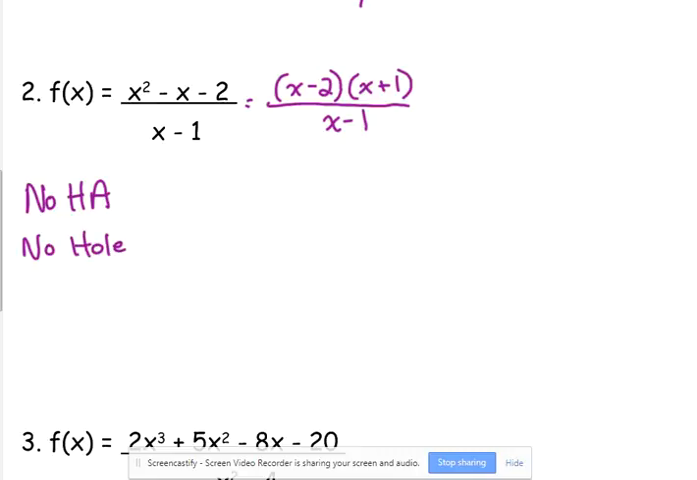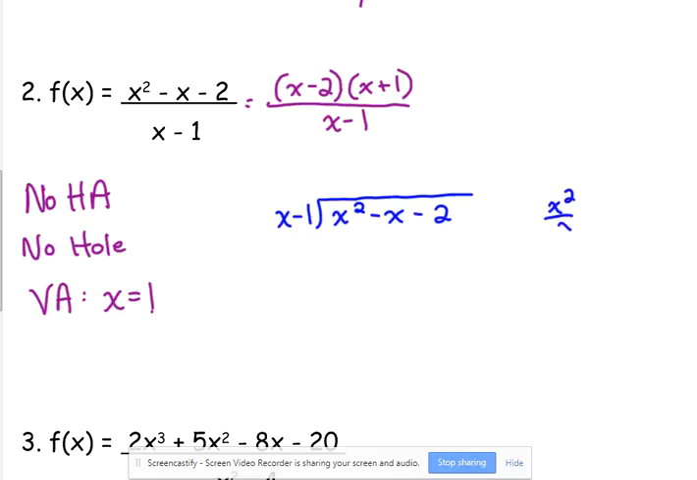Okay, and then vertical asymptote. Do we have one? Yes. Where is it? x equals 1. Okay, so then the last thing is slant asymptote. So we divide x minus 1 into x squared minus x minus 2.